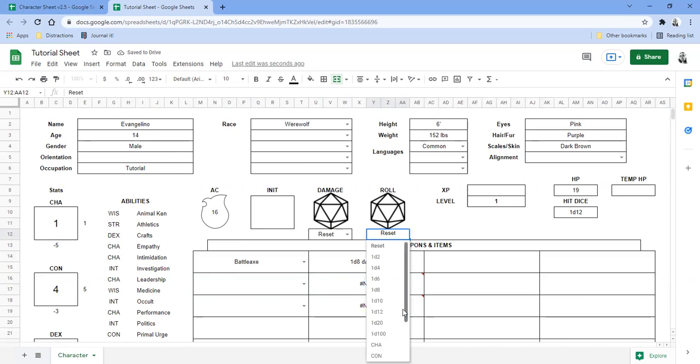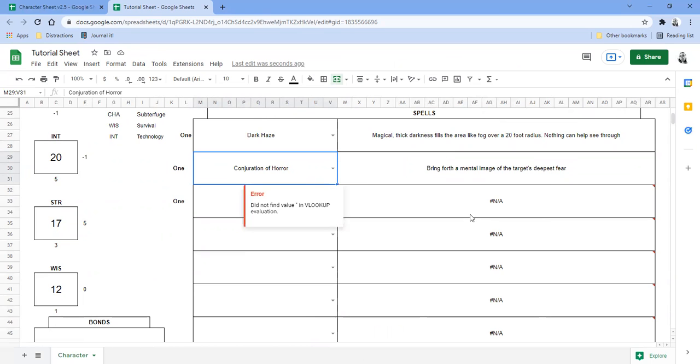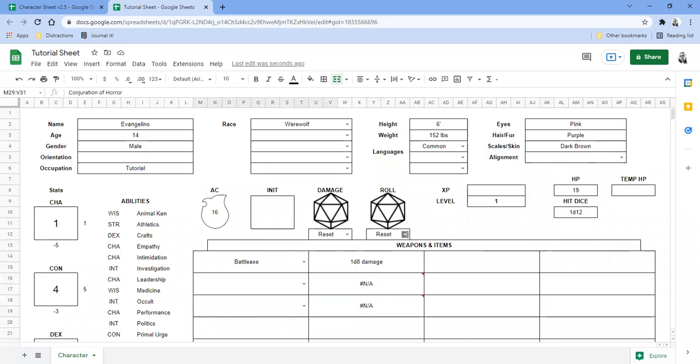Let's say you want to cast Conjure Horror. You bring forth a mental image of the target's deepest fear. Let's say you want to try to do that. Oh, you guys are crazy, aren't you? So you're going to try to bring up a mental image. For the most part, we'll be using 1d20, one twenty-sided die. There are times I'll have you roll other things like a flip of a coin, some other things I haven't decided yet. Very rarely will we use a D100, but you never know, I might go crazy.